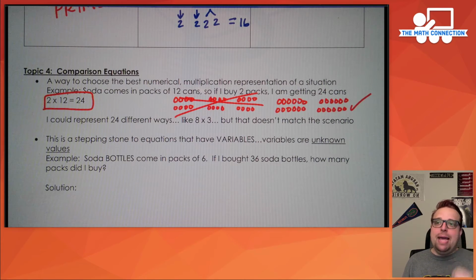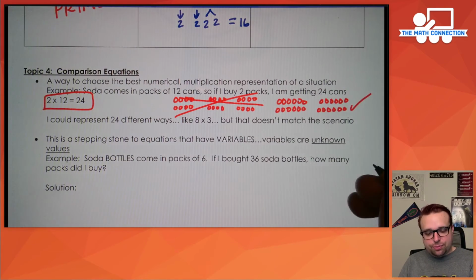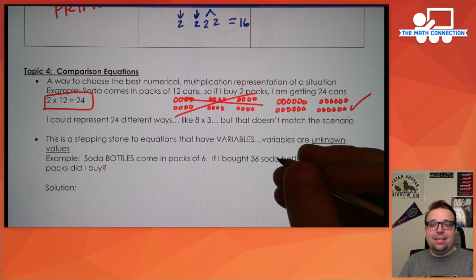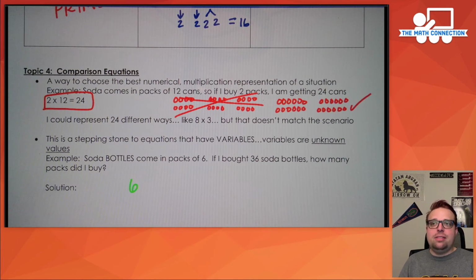So let's make a comparison equation that kind of models this situation. So I'll switch colors here. Let's do green. I haven't used green in a little bit. So every pack of soda has 6 bottles in it, right? So I'm buying these in quantities of 6. What am I buying? I'm buying packs of soda. I don't know how many packs I bought in this situation, okay?